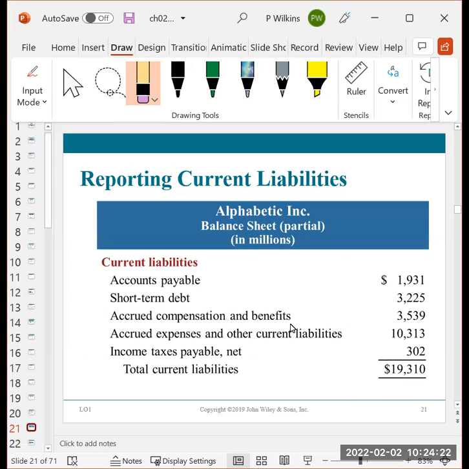Okay, so here's just kind of showing the current liability section for a company. It's got the accounts payable. We've got short-term debt. We've got accrued compensation and benefits. You're not going to see anything labeled that. Accrued expenses and other liabilities. You're not going to see anything labeled that. Income taxes payable. And then the total current liabilities.